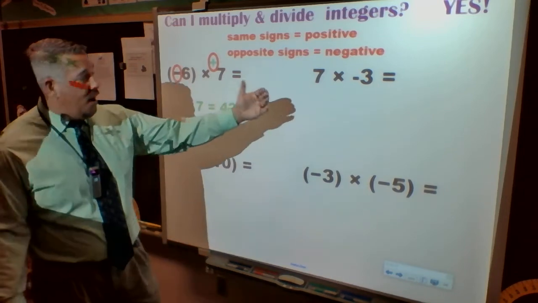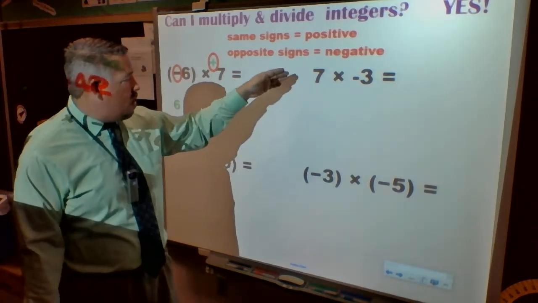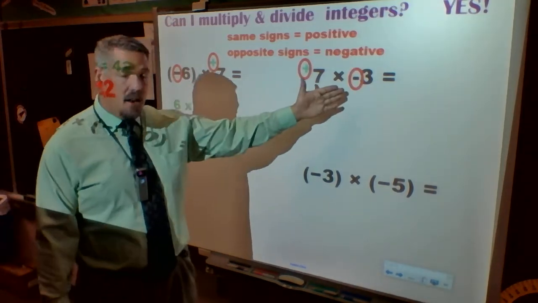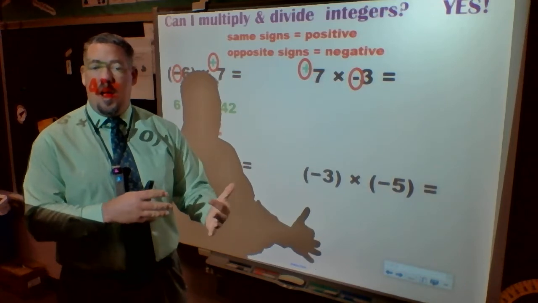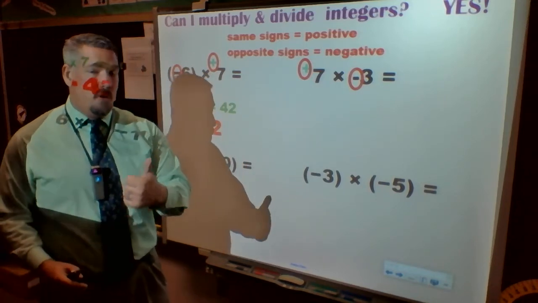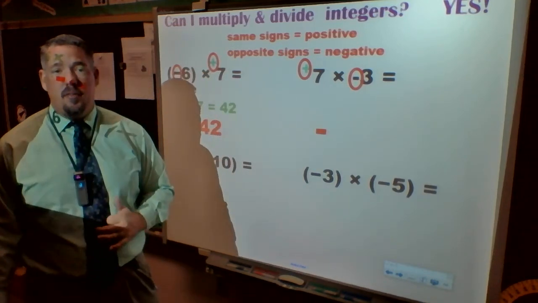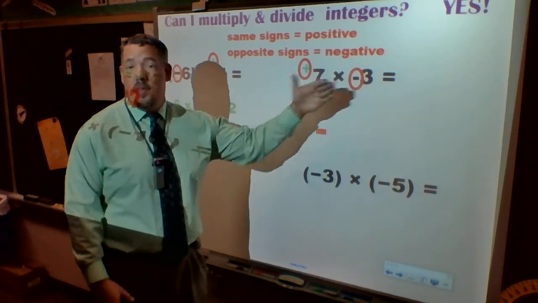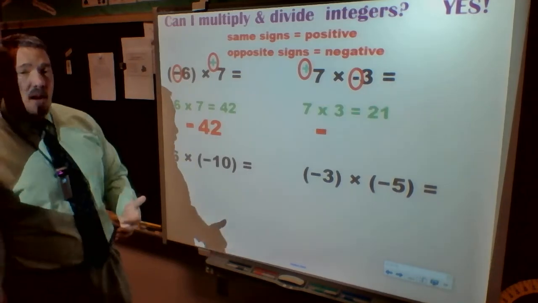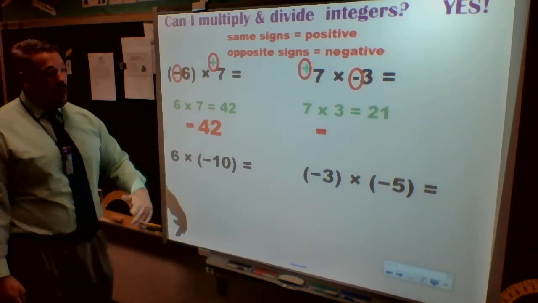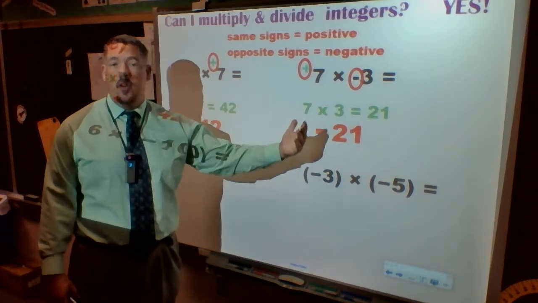When I go to 7 times negative 3, that's going to be a positive 7 and a negative 3. Opposite signs. And opposite signs in multiplication and division of integers tell me my answer is going to be negative. And then I just do the math. 7 times 3 is what? Well, 7 times 3 is 21. So I know my answer is a negative 21.